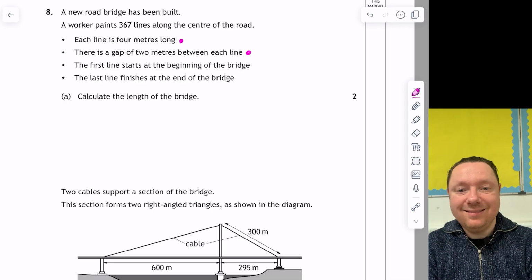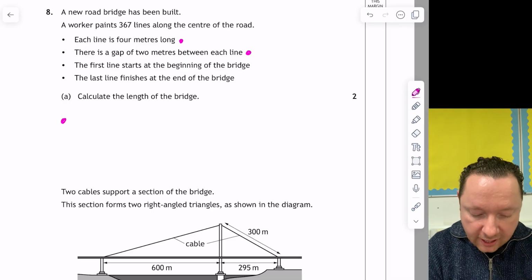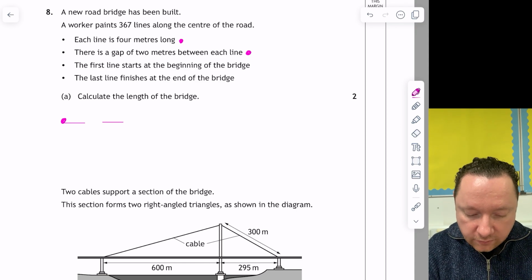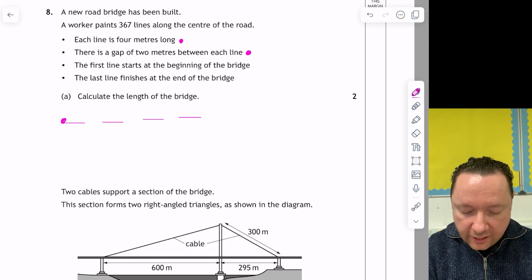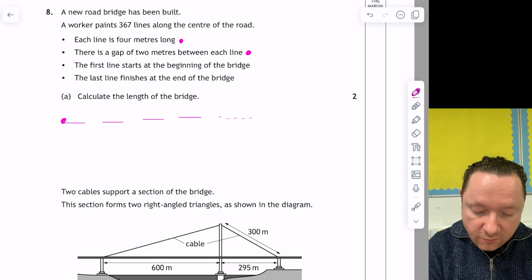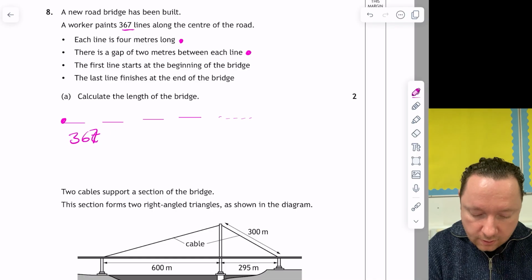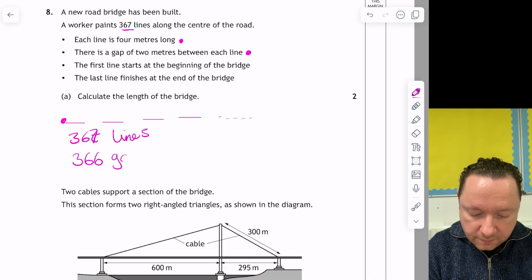So imagine with this one, in terms of gaps, there's a line, and then there's a gap, and a line. So for 2 lines, there's 1 gap. For 3 lines, there's 2 gaps. For 4 lines, there's 3 gaps, and so on. So that means that if I've got 367 lines, there must be 366 gaps.